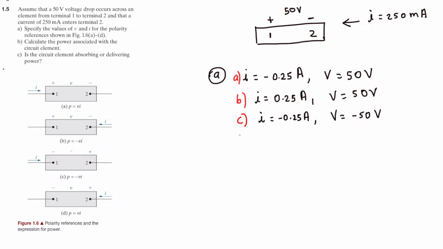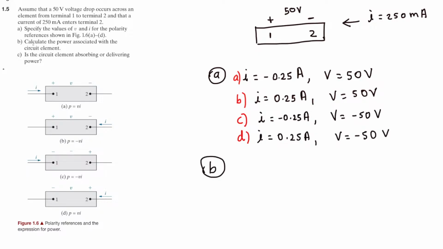Okay, and then the D part. In the D part, the current is entering the same as here. So the I is going to be 0.25 ampere. And the voltage is opposite to what we have here. So this is going to be negative 50 volts. Okay, so this is the answer for the A part. Now let's look at the B part of this question.